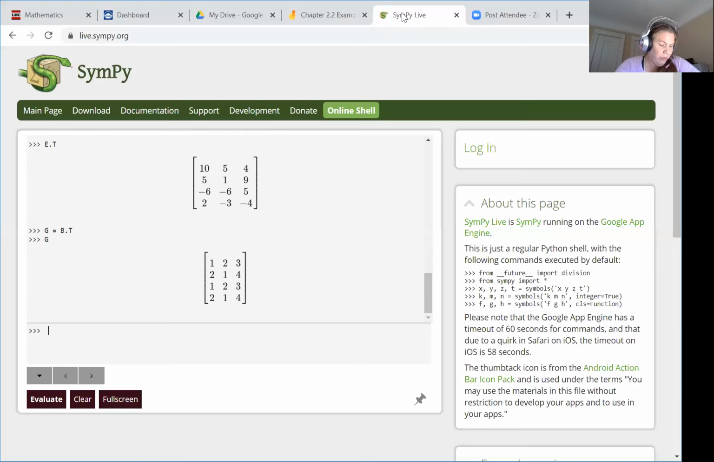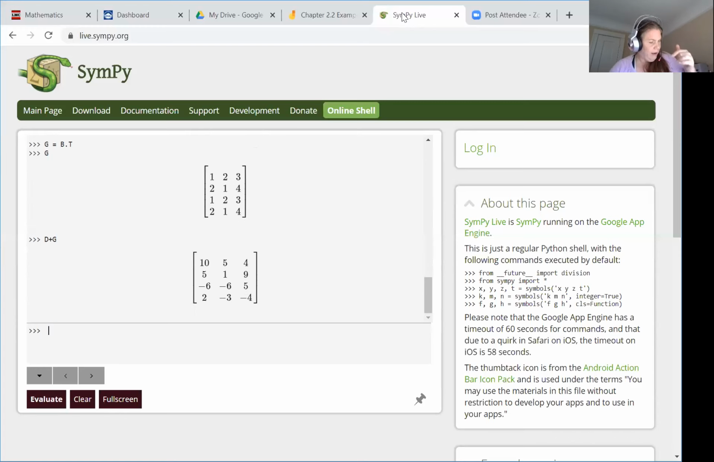So now I'm going to add matrix D and G. I don't need a new letter for this, I just have to add D and G because I already added A and B. A and B added was E, and there's E transpose. So if I do D plus G, that's going to be A transpose plus B transpose, and it's a match for the sum transpose, which is E transpose. All right, so we've just shown property 2.